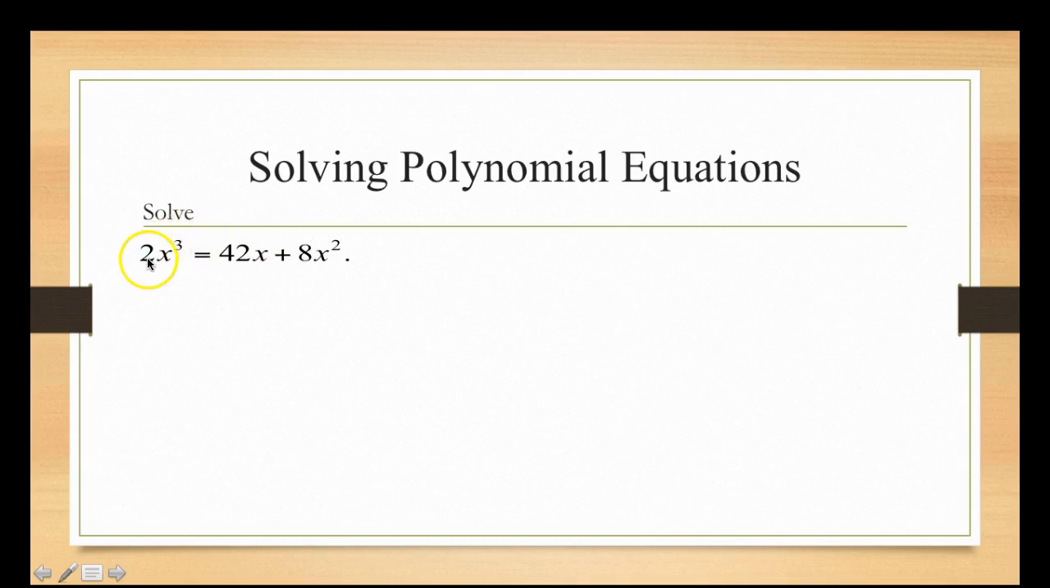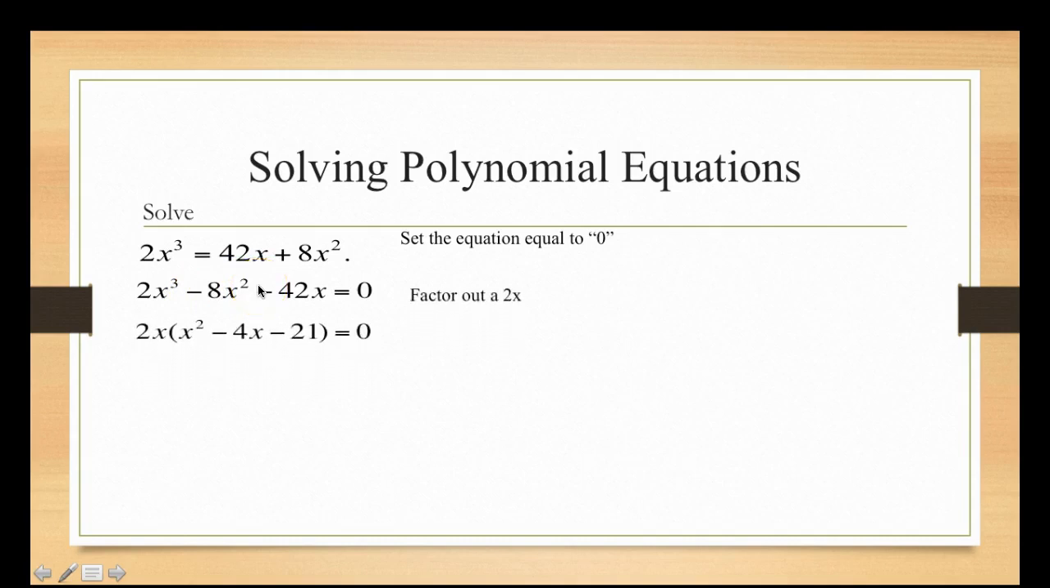In this situation, I'm going to first set this equal to 0. Next, factor out a monomial. So I can factor out a 2x from each one of these terms. So one of my factors is 2x. Now, inside my parentheses, I have a quadratic. I need to use product sum, and I would end up with x minus 7, x plus 3.